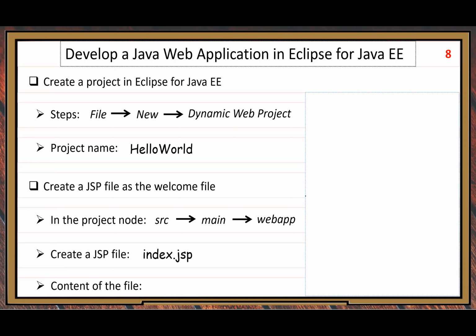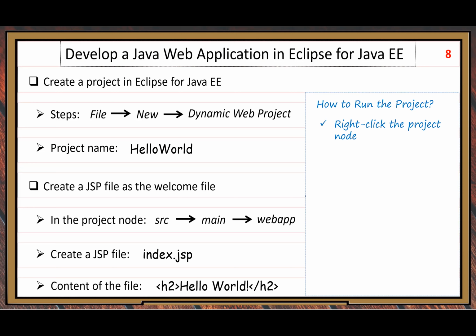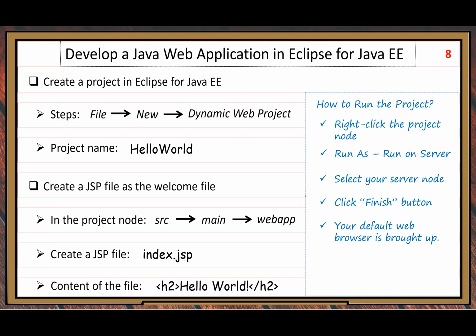In this file, you enter some content: an H2 tag, header 2, Hello World, exclamation. Save, then you can run it. To run the project, also a few steps: right-click the project node, Run As, then select Run on Server, select the server node, click Finish, and now you will see the browser open and the result.